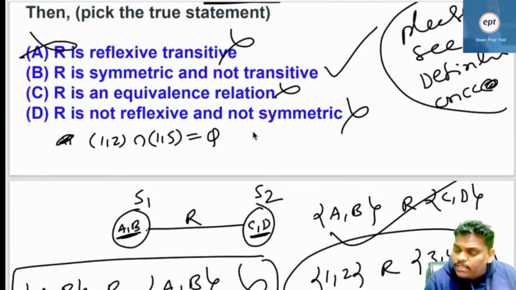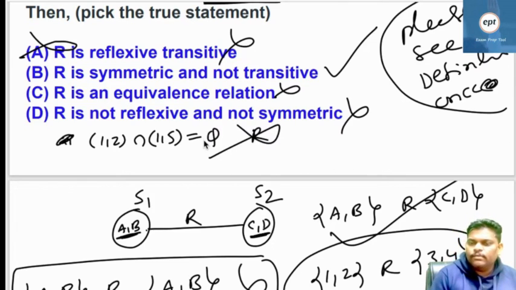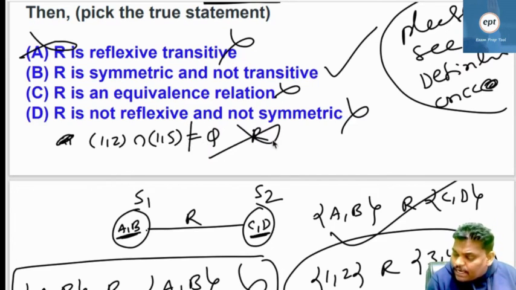No means in the relation they cannot be. If the intersection is pi, yes. If the intersection is not pi, no, in the relation they cannot be.